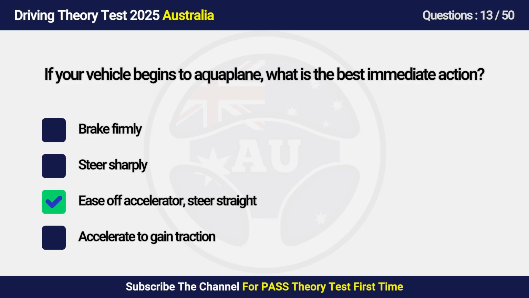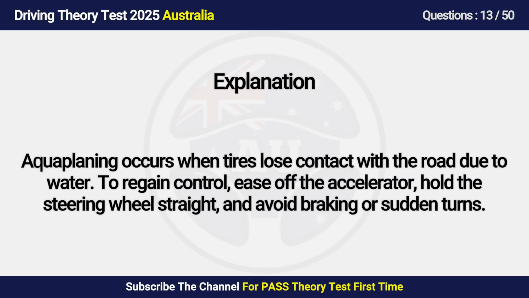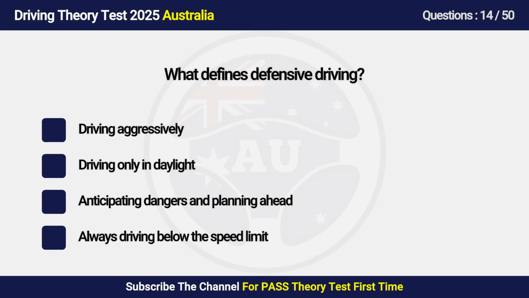Answer is C. Ease off accelerator. Steer straight. Aquaplaning occurs when tires lose contact with the road due to water. To regain control, ease off the accelerator, hold the steering wheel straight, and avoid braking or sudden turns. Question 14. What defines defensive driving?